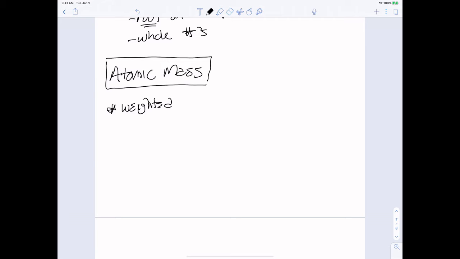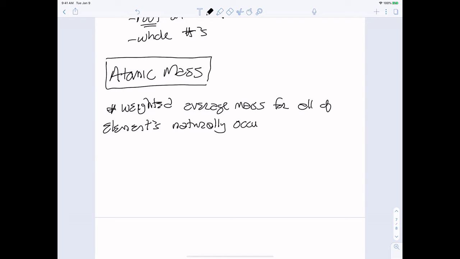So the weighted average mass for all of an element's naturally occurring isotopes. If we were to look at an element and ask, what are its different isotopes, and then take into account their percent abundance and do a weighted average, that's our atomic mass. This is the other number that's on the periodic table.